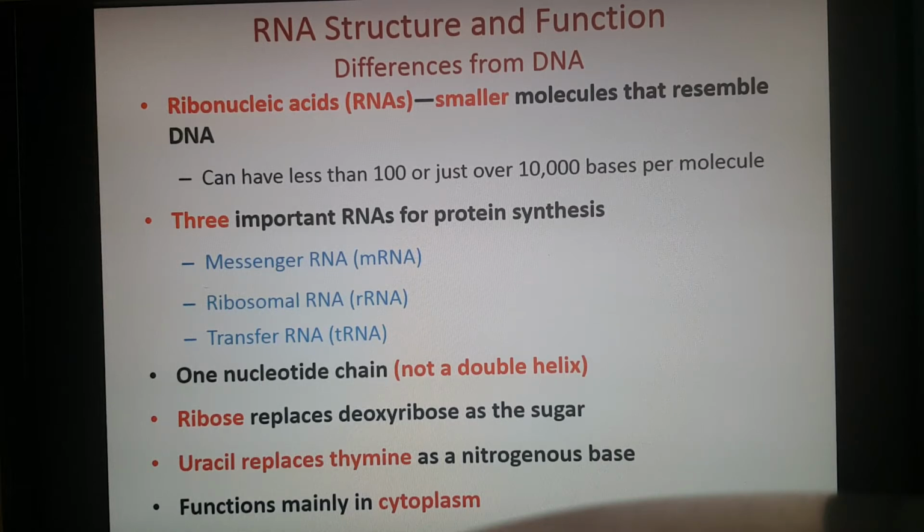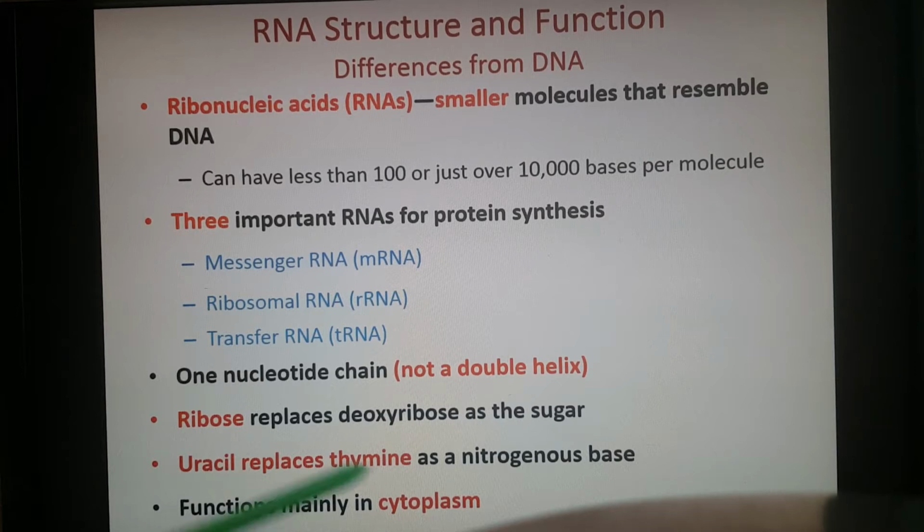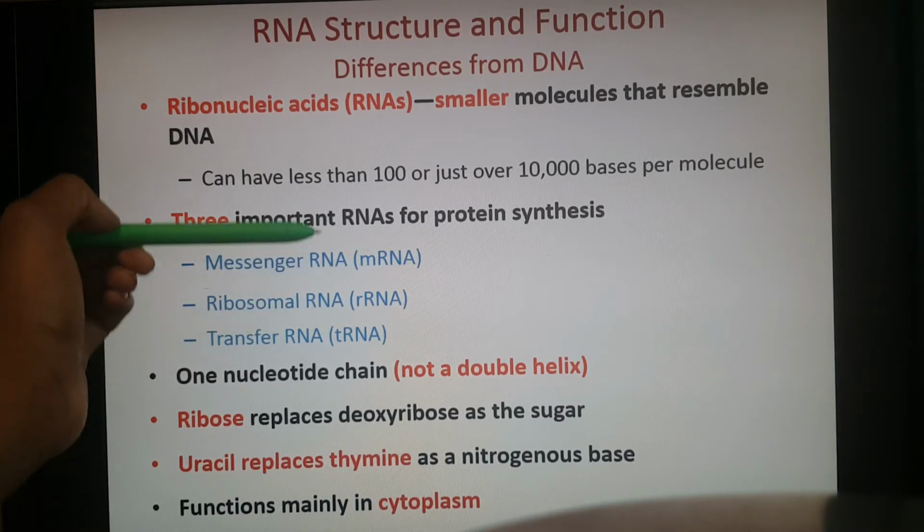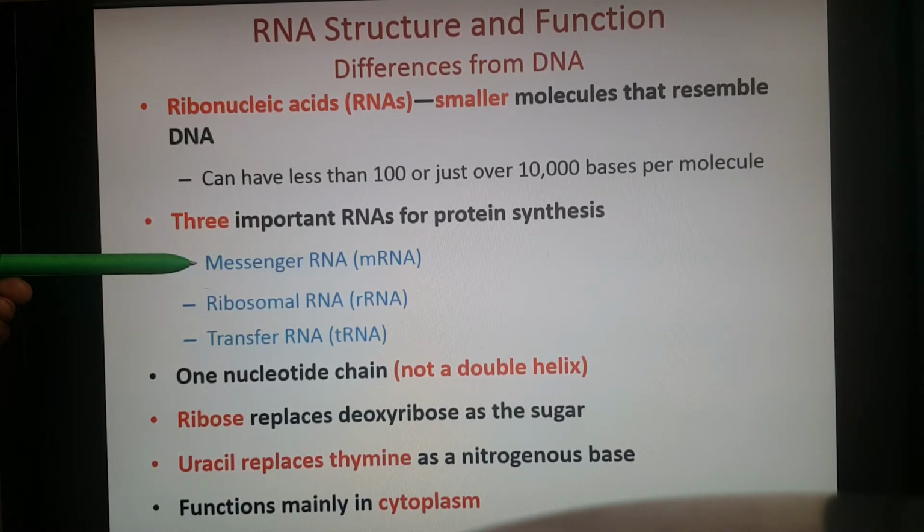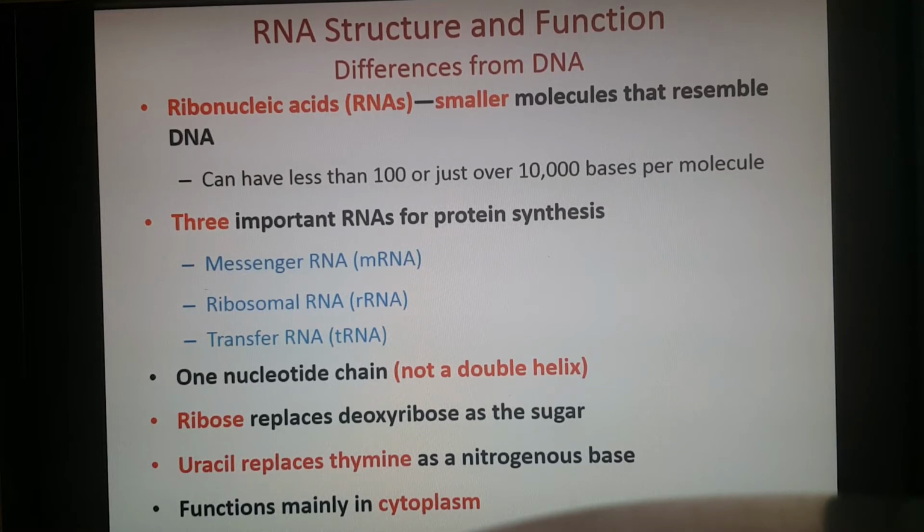With your RNAs, they also are one nucleotide chain, so only one side of that ladder, so it's not a double helix. And it functions mainly in the cytoplasm. Ribosomal RNA and your transfer RNA, or tRNA, are primarily located in your cytoplasm, ribosomal RNA being made in the nucleolus and then transported out of the nucleus. Then your messenger RNA is made in the nucleus, opening up the DNA, copying your gene, and then that's transported out into the cytoplasm.